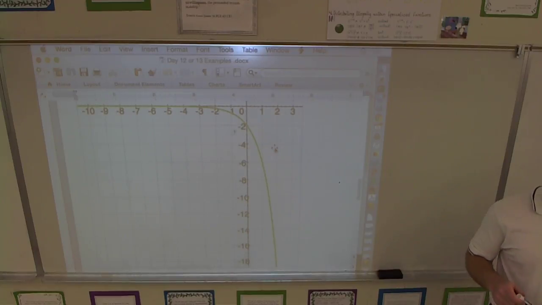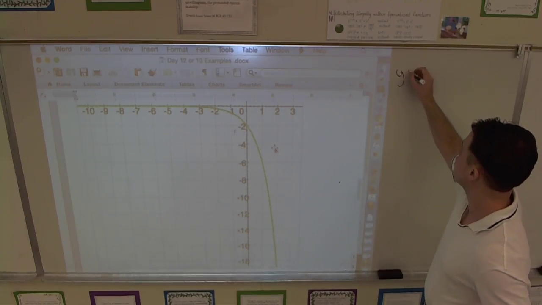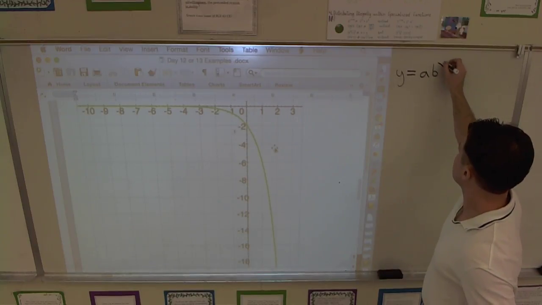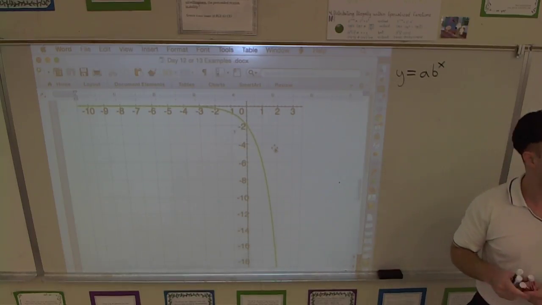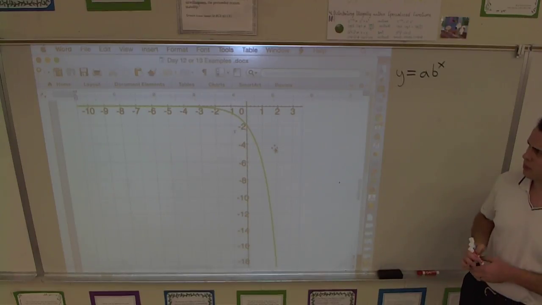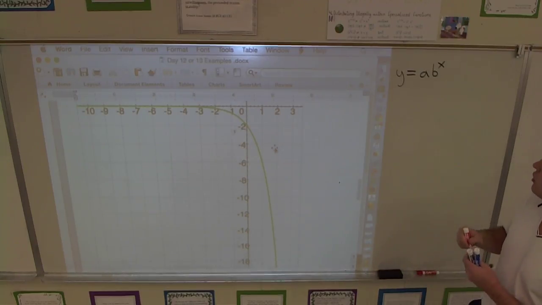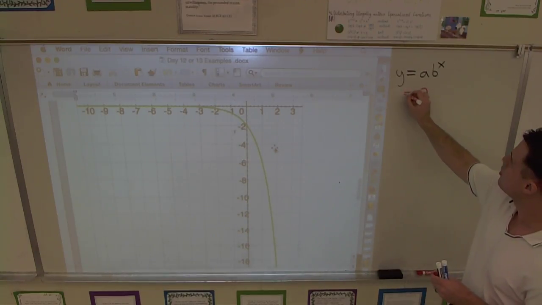So we've got a green exponential curve this time. So still ab to the x, right? I should have left that up here. You got negative 6 and negative 18. So the a would be negative 2. So we're going to go negative 2 for a.